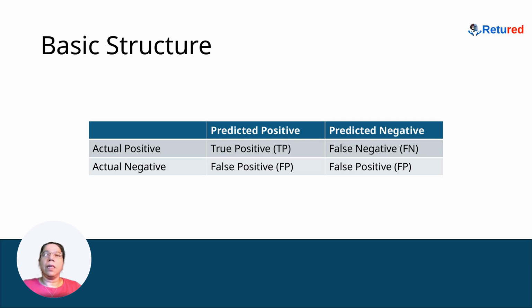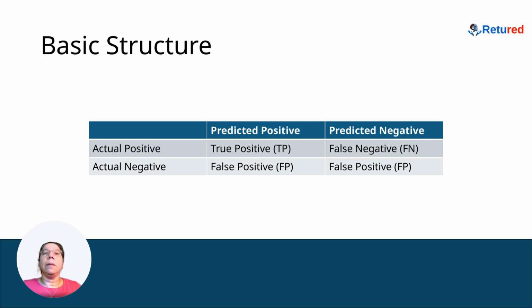Imagine you have a binary classifier that distinguishes between two classes, positive and negative. The confusion matrix for such a model typically looks like this table. Each cell in this table tells you something about your model's performance.